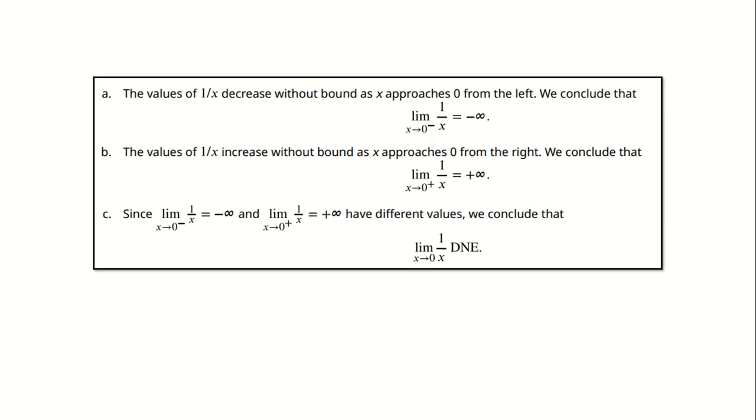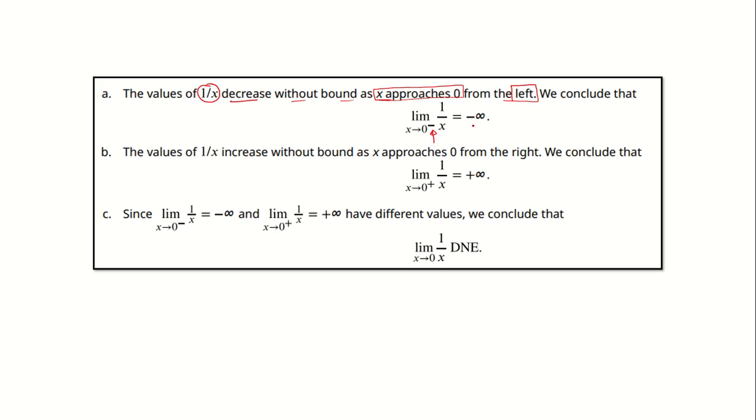Now we have some approaches here. The first one: the value of 1 over x decreases without bound as x approaches 0 from the left. So what will be the value here? That means x approaches 0 from the left, since we have a negative sign here. So 1 by x equals negative infinity.